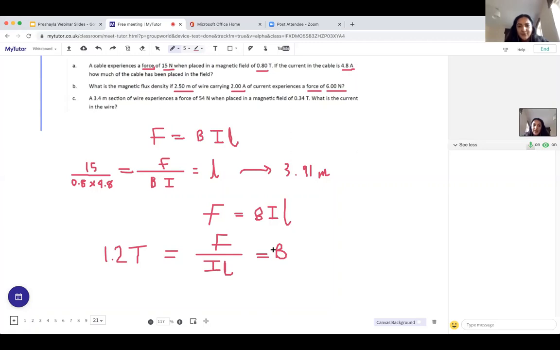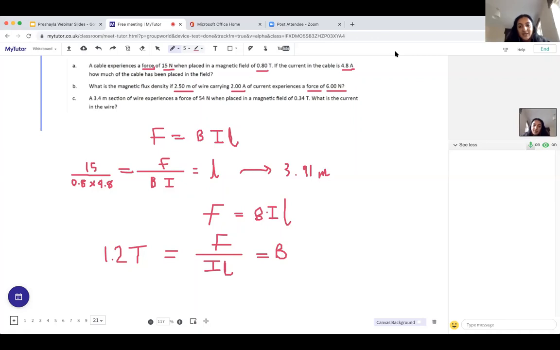Notice how we attempted that question. We underlined all the important information. We wrote down the equation that we think we might want to use. We looked at the question and we saw what we were trying to work out. We rearranged the equation for what we're trying to work out. Then we put the numbers in and got the correct unit.